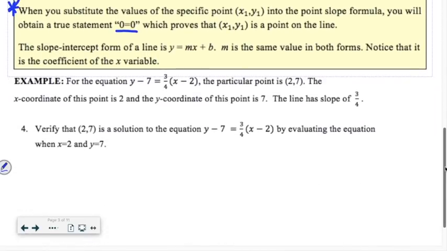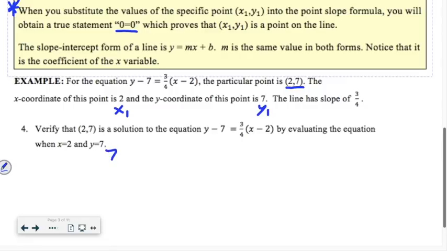For this equation, y minus 7 equals 3/4 times x minus 2, the particular point is 2, 7. The x-coordinate of this point is 2, which is going to be considered x1. And the y-coordinate of this point is 7, which is considered to be y1. The line has a slope of 3/4. So I want to verify that 2, 7 is a solution to the equation. So we're going to evaluate the equation when x equals 2 and y equals 7.